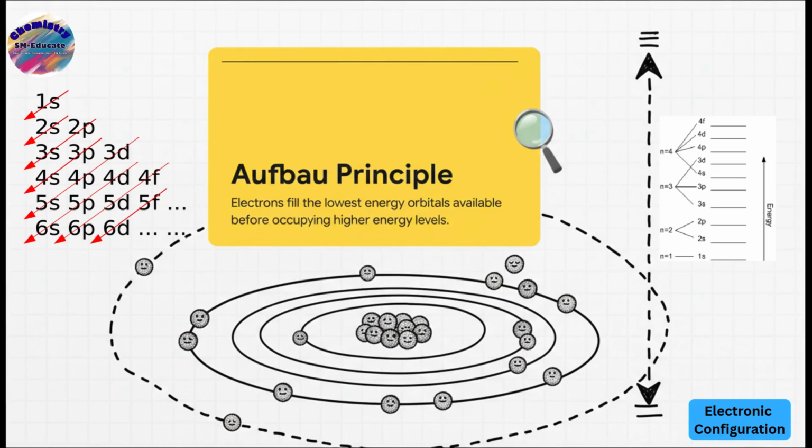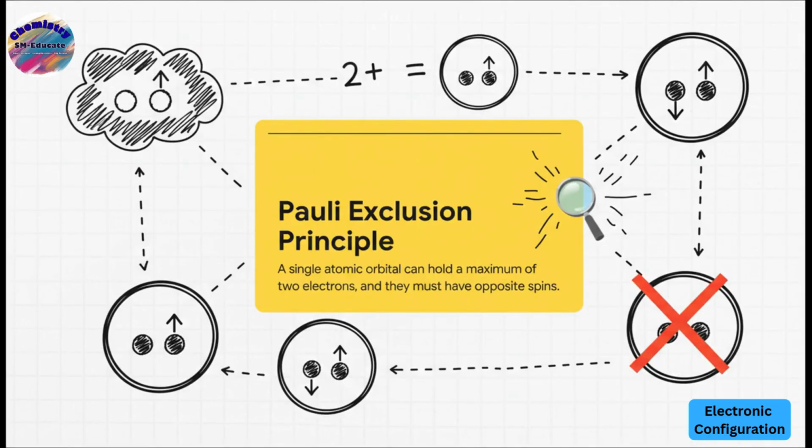See, electrons are fundamentally kind of lazy. They always want to be in the most stable, lowest energy spot they can find. So they'll always fill up the orbitals closest to the nucleus before even thinking about moving up to the higher floors.